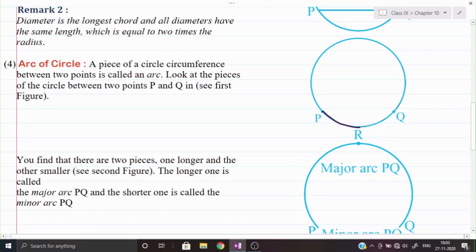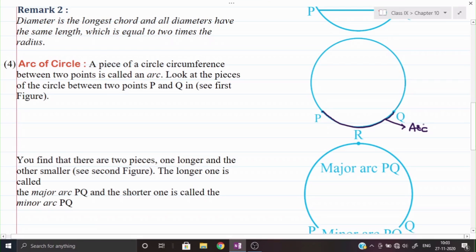You observe, if I take this length of the circumference from P to Q, I am taking the part of the circle circumference, or you can say the part of the circle boundary. So this part is called the arc of a circle. Okay, this is called an arc, nothing else. An arc is a part of the circle circumference. Okay, that is one definition.